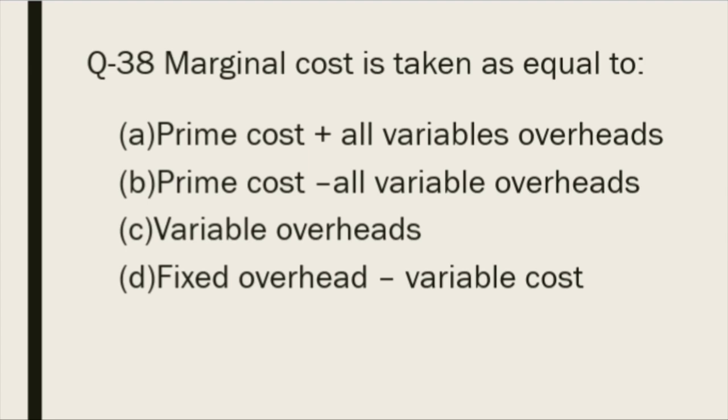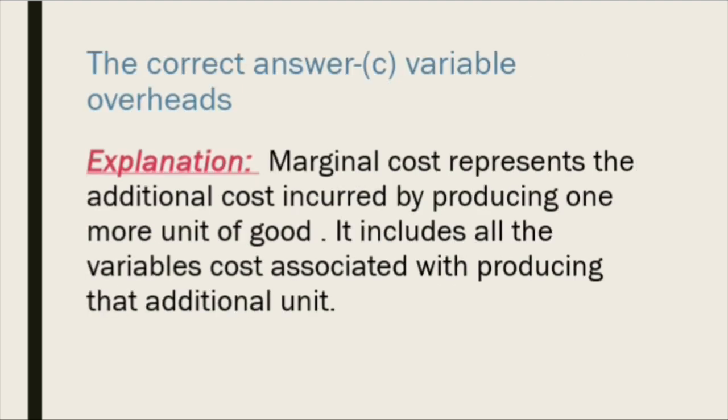Next question. Marginal cost is taken as equal to: prime cost plus all variable overheads, prime cost minus all variable overheads, or fixed overhead minus variable overhead. The correct answer is variable overheads. Explanation: marginal cost represents the additional cost incurred by producing one more unit of a good. It includes all the variable cost associated with producing the additional unit.